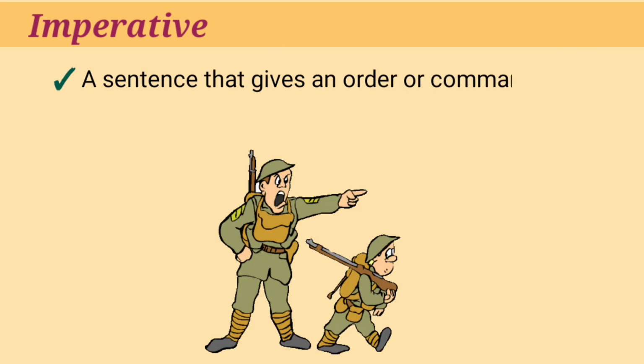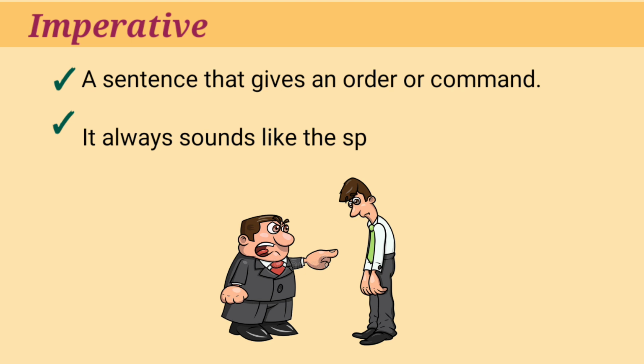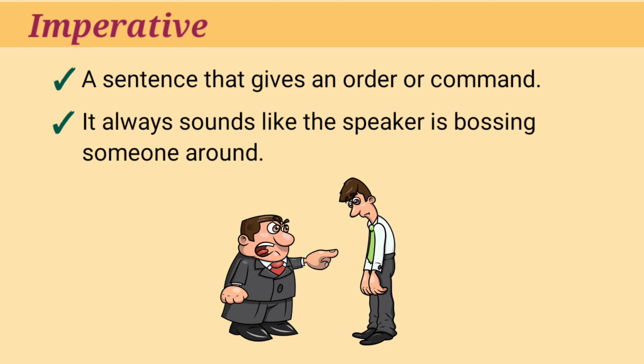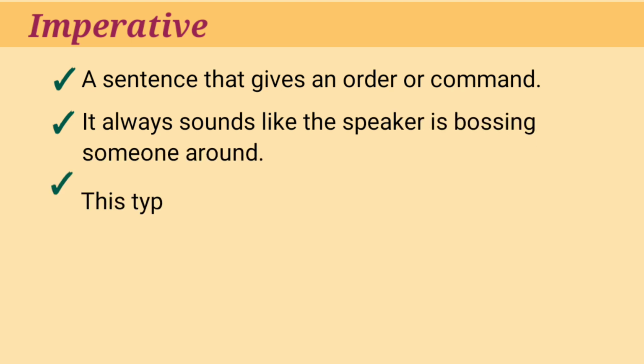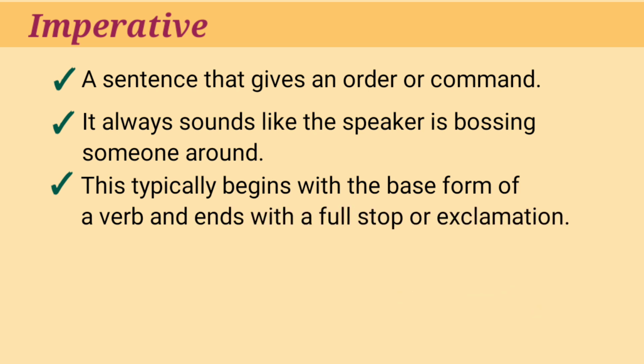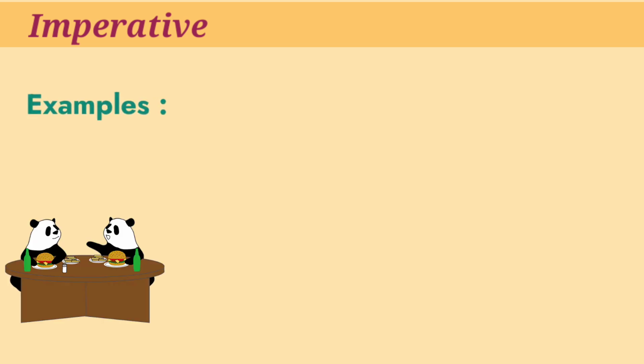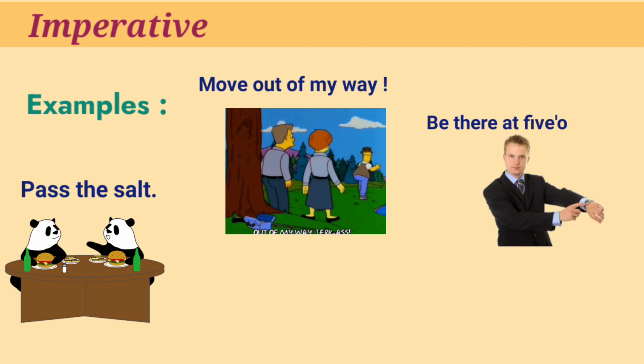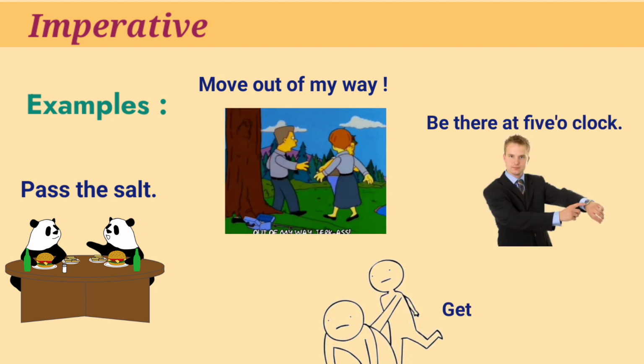Imperative sentence. A sentence that gives an order or command. It always sounds like the speaker is bossing someone around. This typically begins with the base form of the verb and ends with a full stop or an exclamation. Examples: Pass the salt. Move out of my way. Be there at 5 o'clock. Get out.